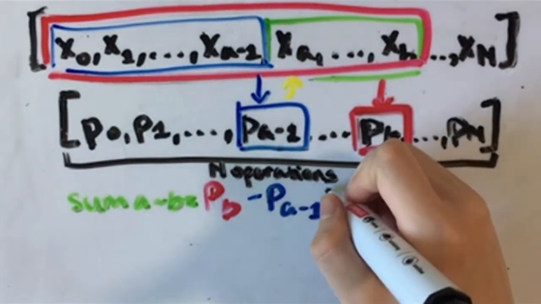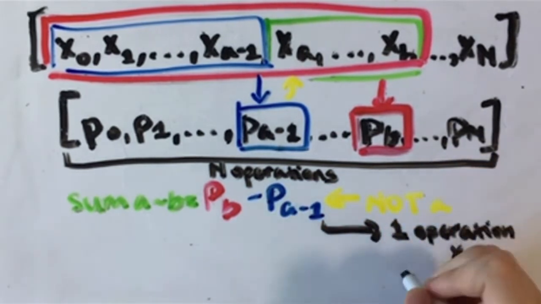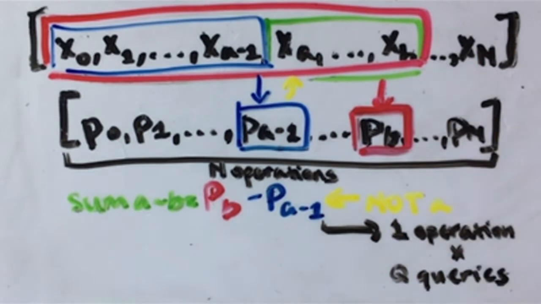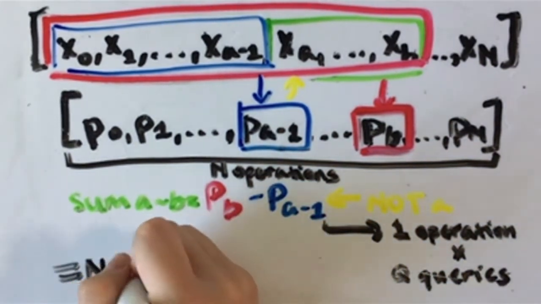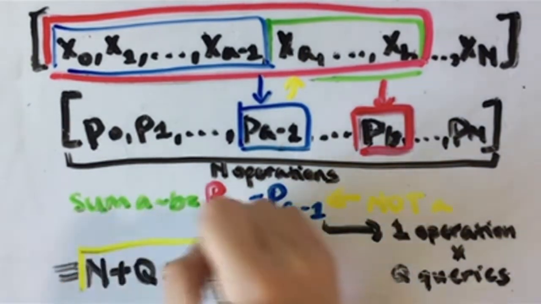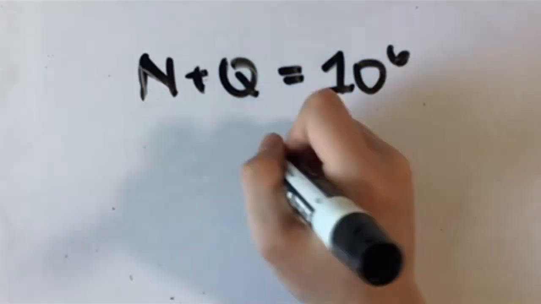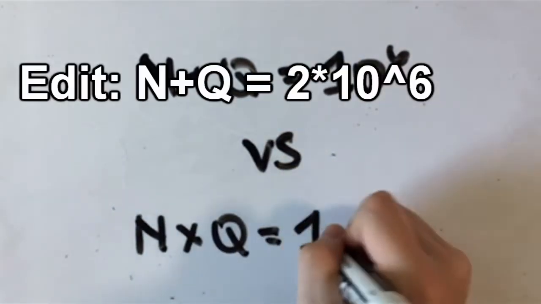It took n operations to create our prefix sum array, and each query now takes a single operation to process. Thus, our new method takes n plus q operations, which is a substantial improvement from our initial n times q. If n and q are both equal to 1 million, our new method would be faster by a factor of 10 to the power of 6.